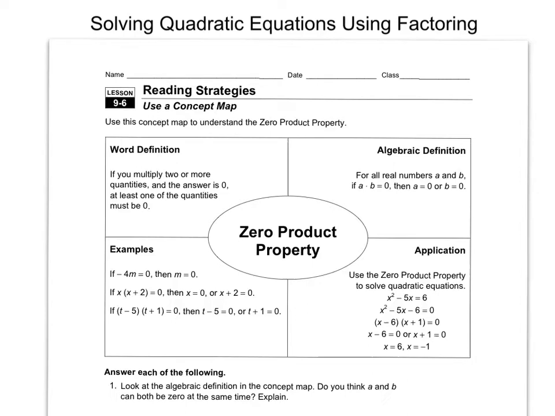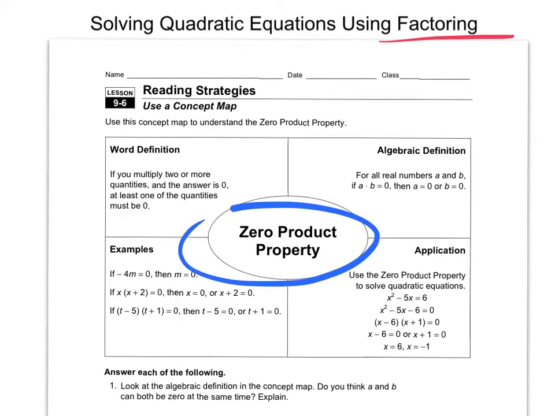And what we want to look at today is solving quadratic equations using factoring. So the first thing we actually need to take a look at is the zero product property. And all this says is basically if you multiply two or more quantities and the answer is zero, then at least one of the quantities must be zero.